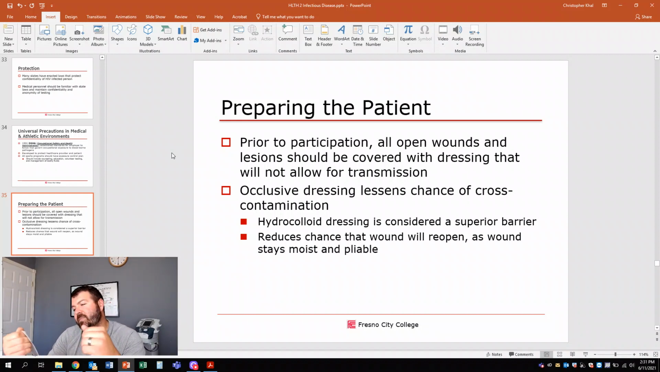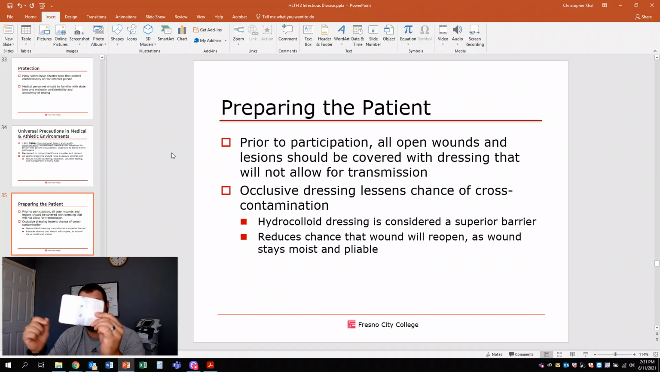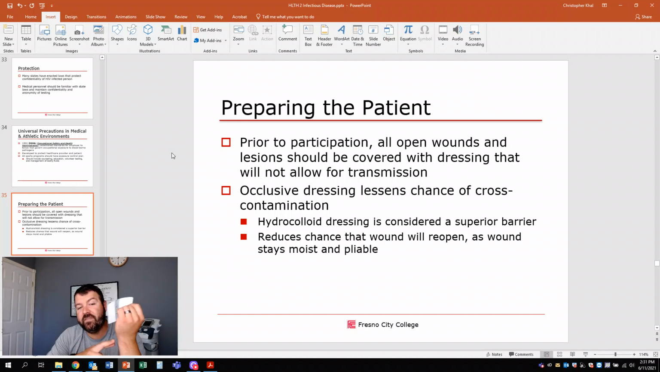Okay, and this is by Hartman. This is a hydrofilm, so this is a transparent barrier. If I open the package, it looks like this. The downside of these is they're kind of pricey. So obviously this is one where you want to make sure that wherever you're working, they have funds to supply proper equipment for this.